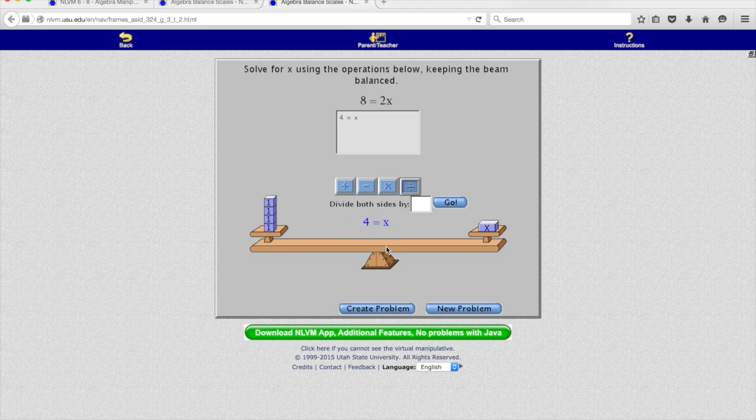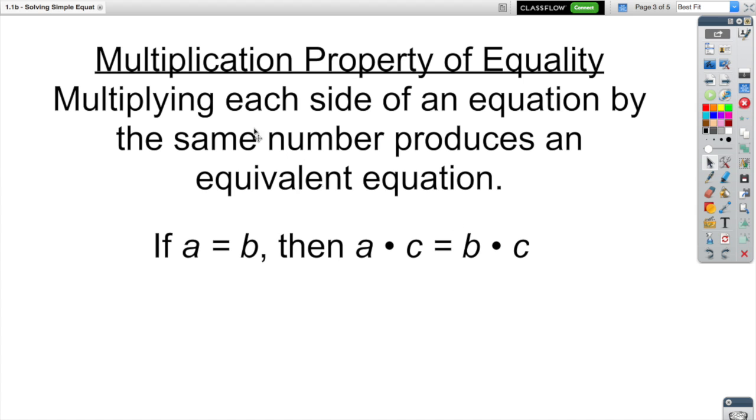All right, and so that's the basic idea behind the balance scales. Again, we're just doing opposites. In this case, the opposite of multiplying by some number, like 2, is we divide by 2. So the multiplication property of equality says that as long as we multiply each side of an equation by the same number, it produces an equivalent equation.